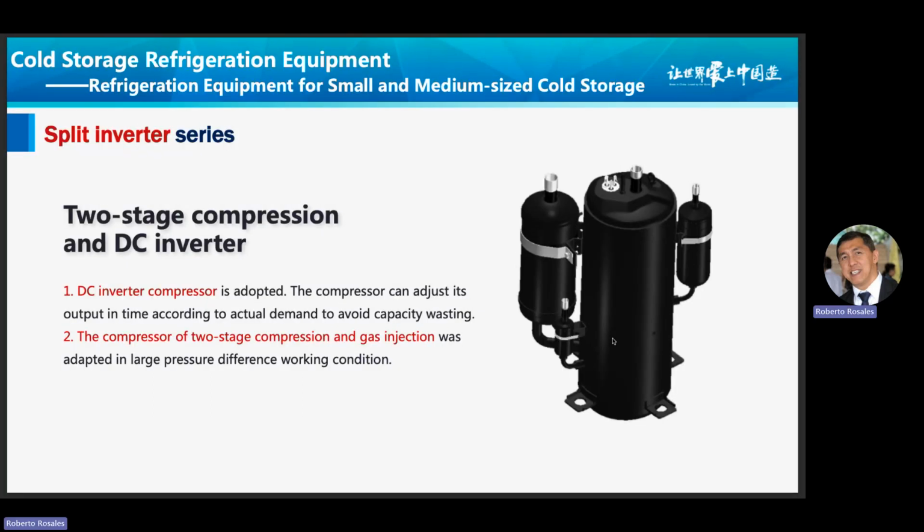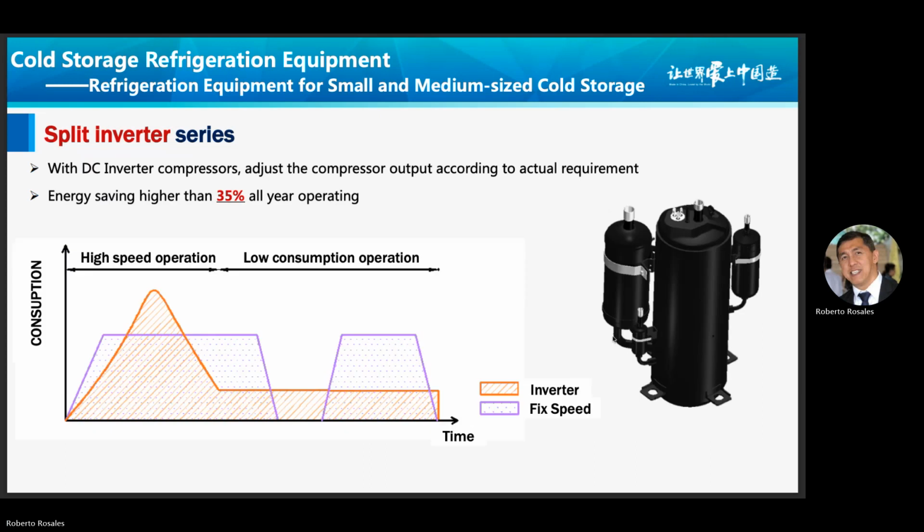The split inverter series adapts the two-stage compression and DC inverter system. The compressor can adjust its output in time according to actual demand to avoid capacity wasting. The compressor with two-stage compression and gas injection is adapted to large pressure difference working conditions. Also, the DC inverter compressor adjusts the compressor output according to actual requirement. Energy savings are higher than 35% all year round.